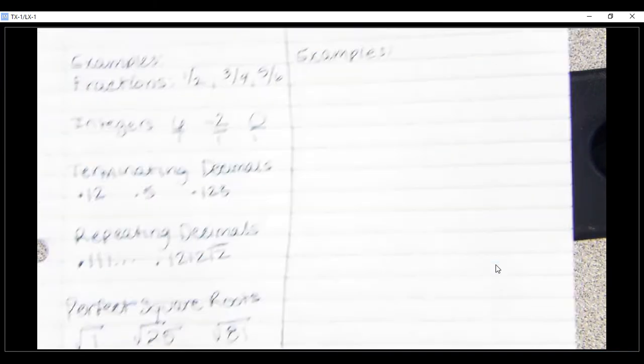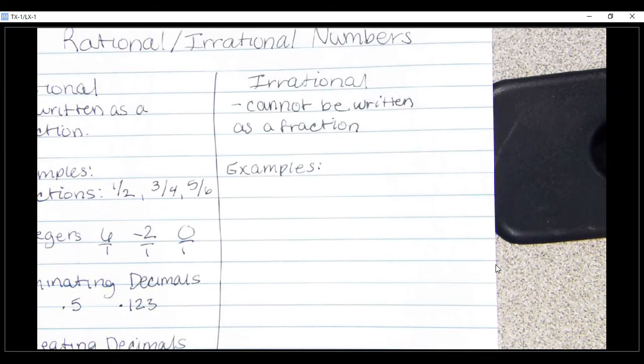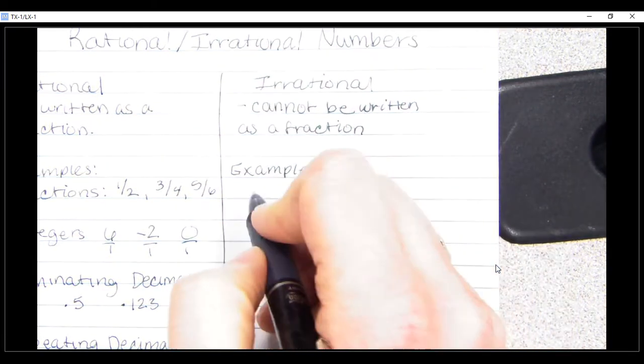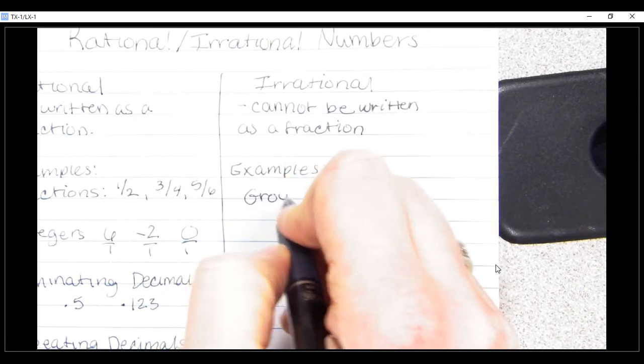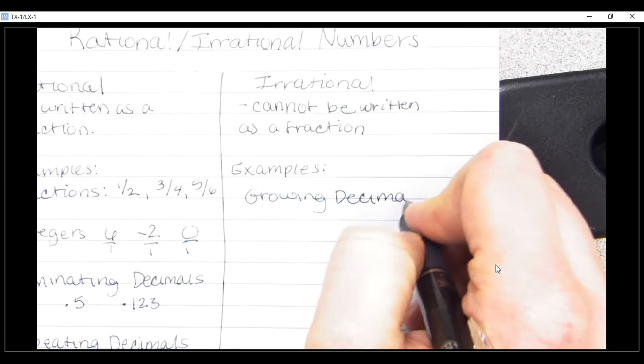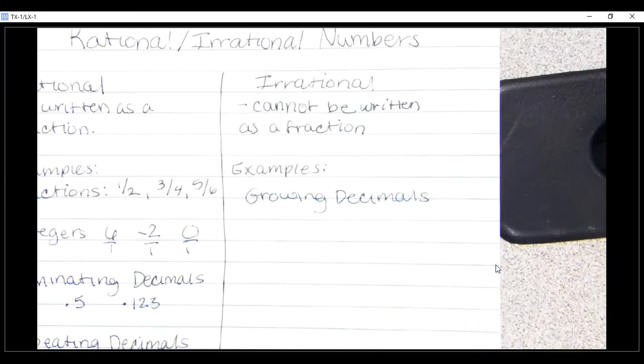Now let's take a look at irrational numbers. Irrational numbers, again, cannot be turned into fractions, and there are certain things that cannot. First off is going to be growing decimals. So as I said before, there's going to be a lot of decimal talk. We have to make sure we understand each one.